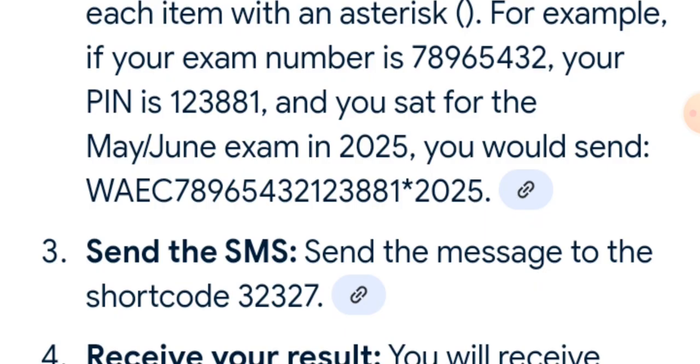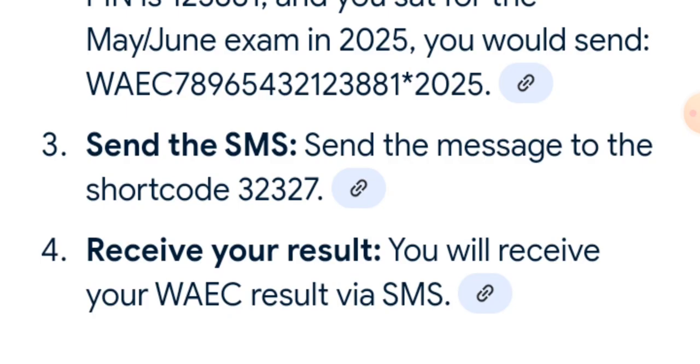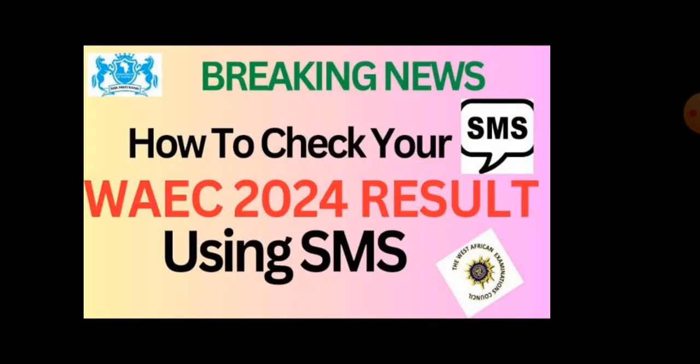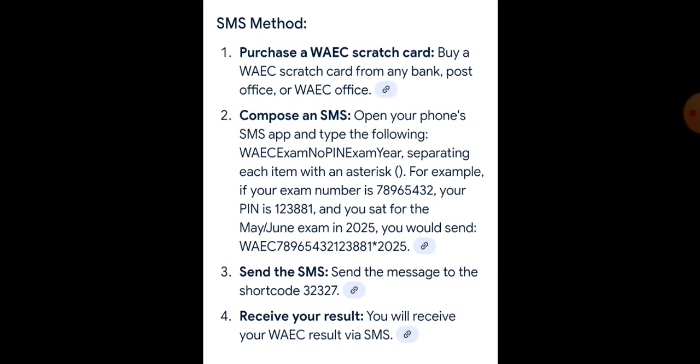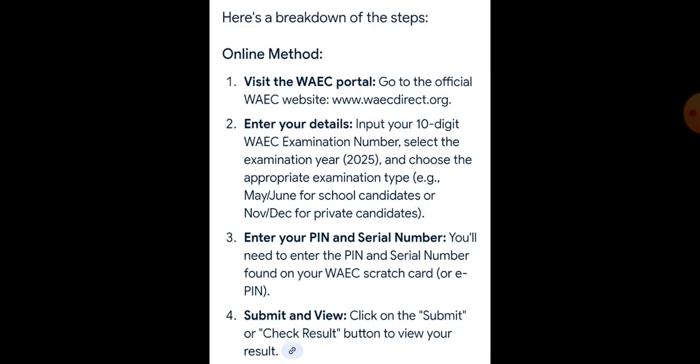I will still do a separate video on this. Then you send the SMS to 32327. Receive your result. They will send it to your phone. Of course, you will need to have some money in your balance, because they will charge you, I think, 50 naira or so. I will still do a video on this very soon, but right now these are the steps.